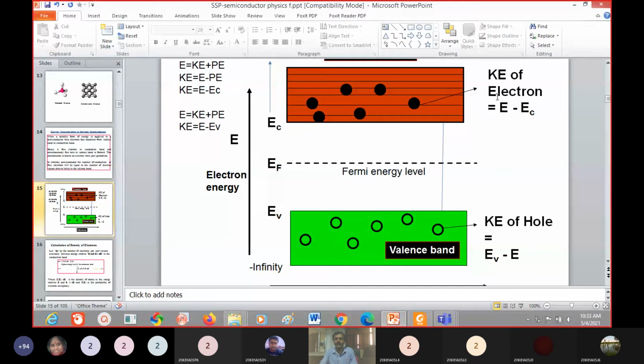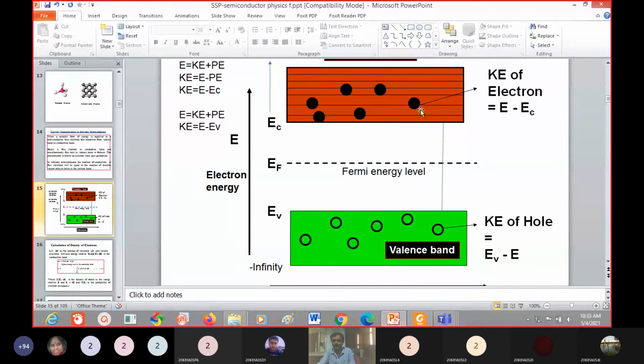we have to know the kinetic energy of the electron. Here E is the total energy of the electron. The kinetic energy of the electron is E minus EC, because EC is the energy of the conduction band. This gives the position for the electron, and depending on that position we can measure the potential energy.